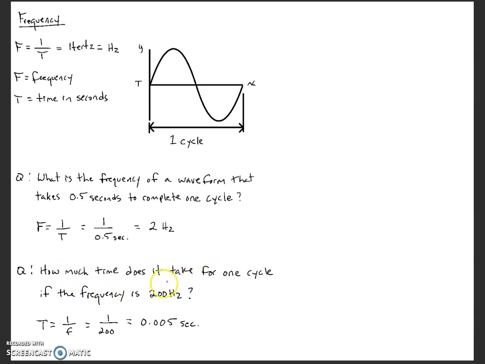So we're just going to invert the formula here. How much time does it take for 1 cycle if the frequency is 200 hertz? So we just do a little bit of rearranging here. The time equals 1 over frequency, 1 over 200 hertz, which gives 0.005 seconds, which equals 5 milliseconds. And that's a pretty simple one.